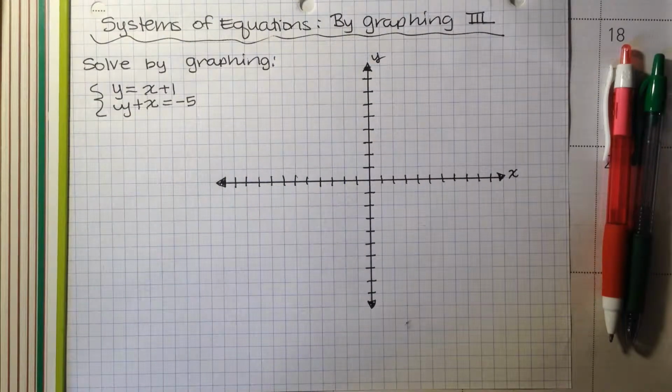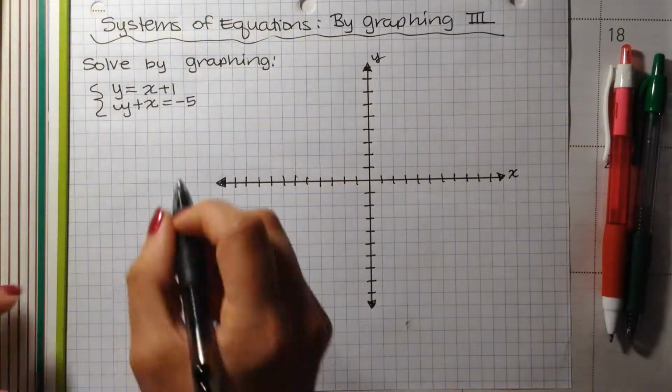Systems of equations, solve by graphing. This is example number 3. Okay, so again, we need to make sure we solve for y. The first equation is already solved, so that's great. Second equation, I need to solve for y. So let's take a look at the second equation.